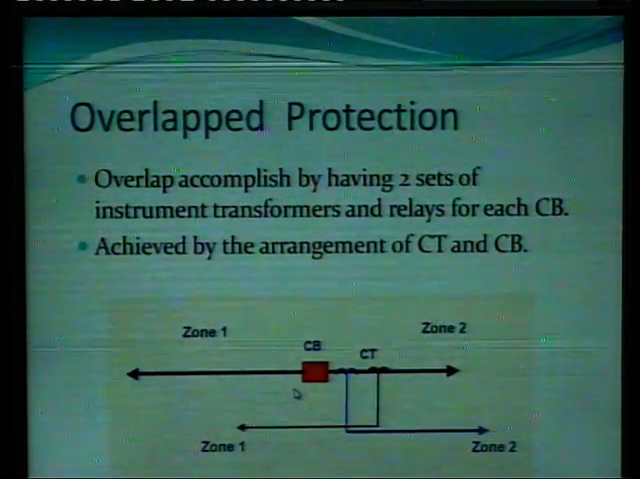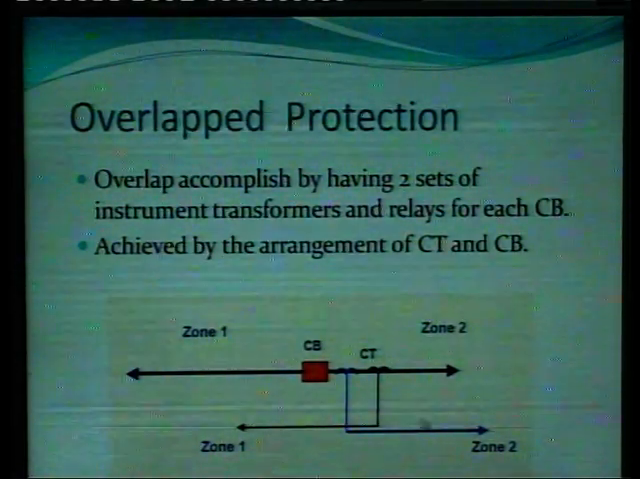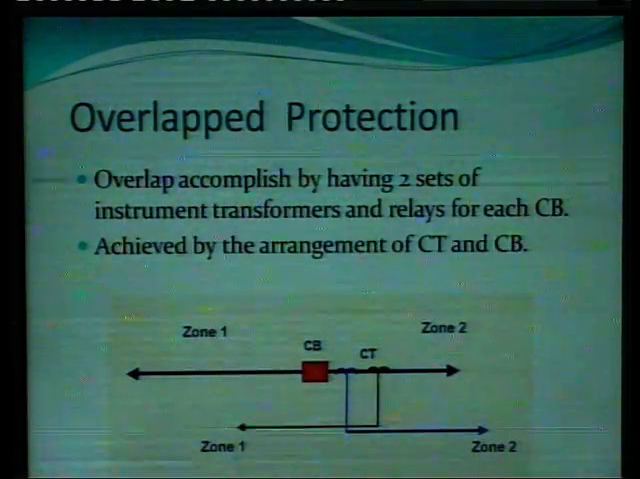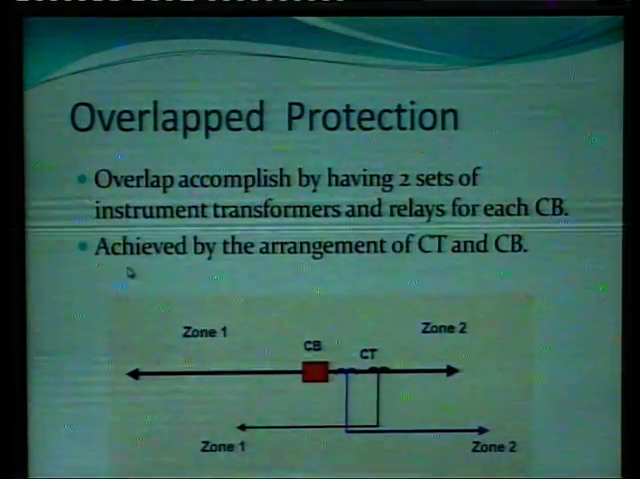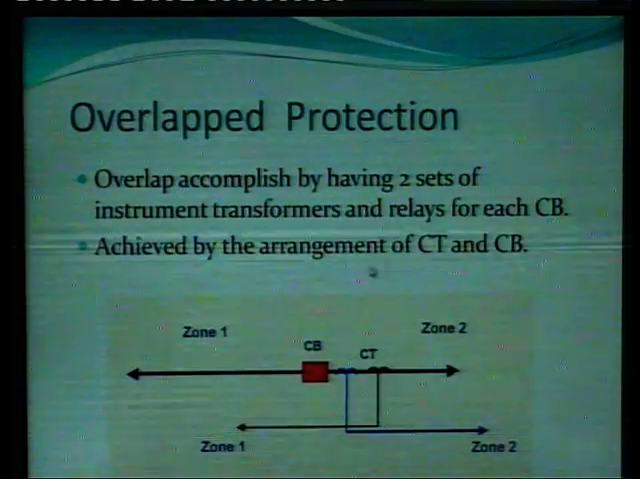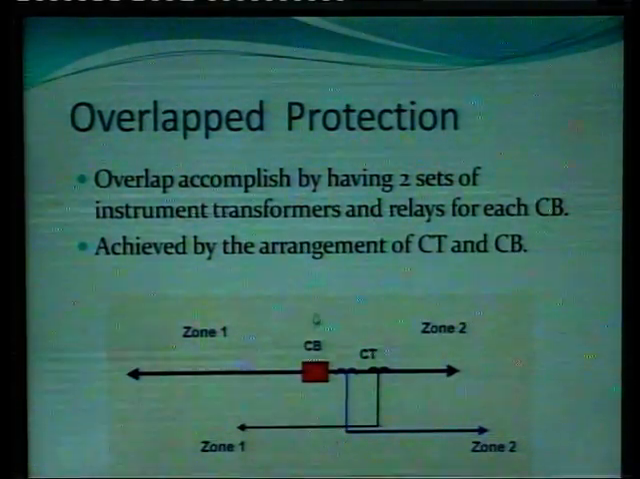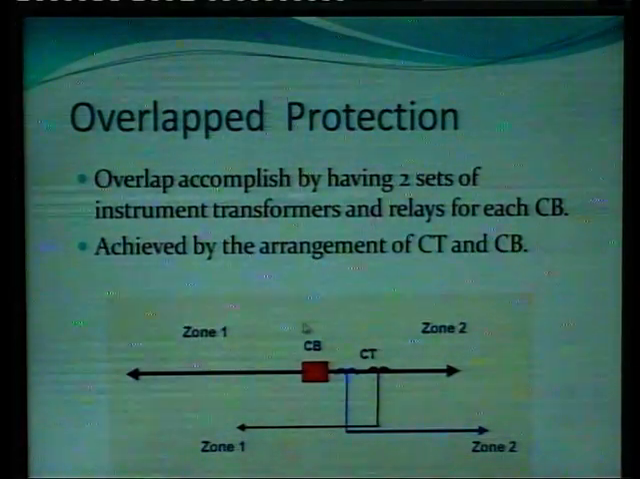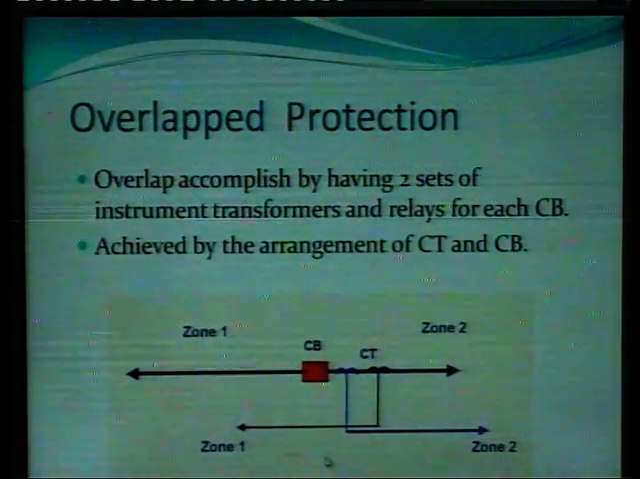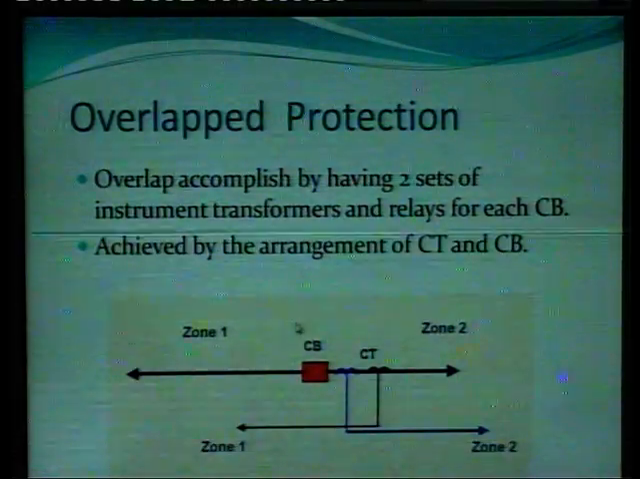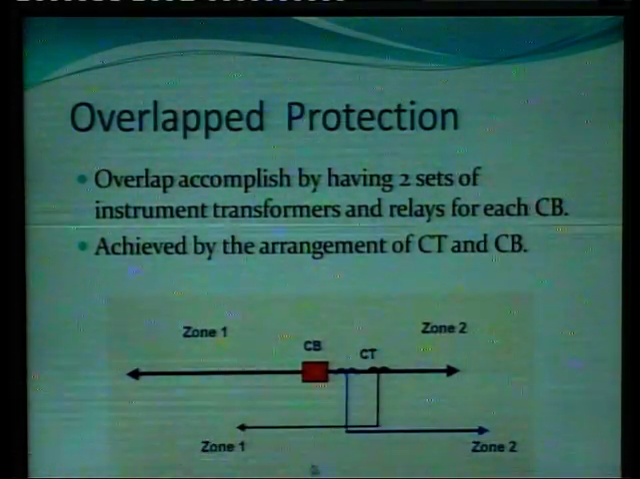See, the left side is zone 1 and the right side is zone 2. So this can be achieved by the arrangement of CT and circuit breaker. The overlapping of the different zones can be done by just placing the CTs and circuit breakers in a proper place.